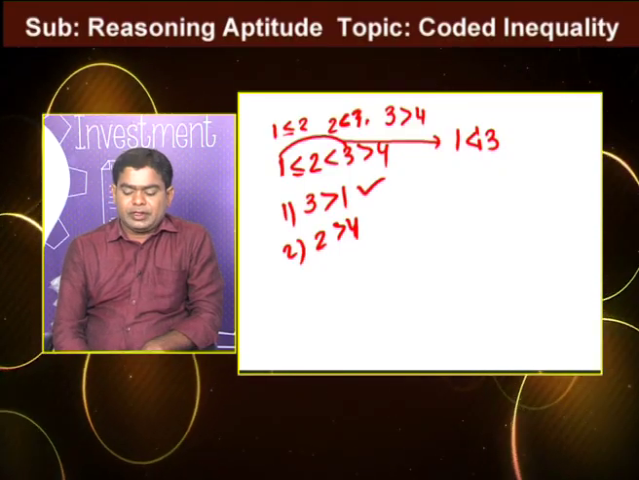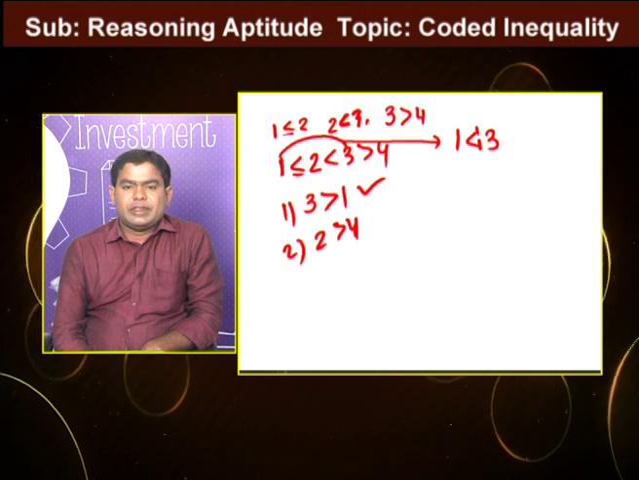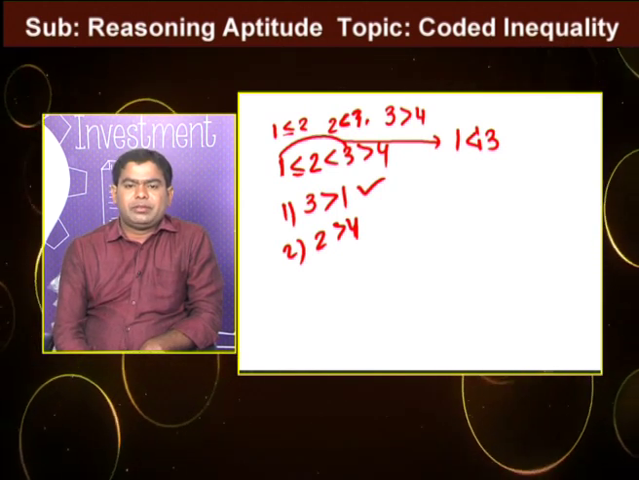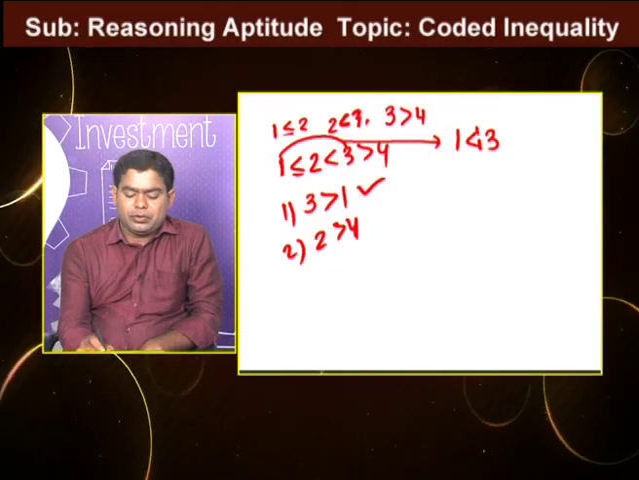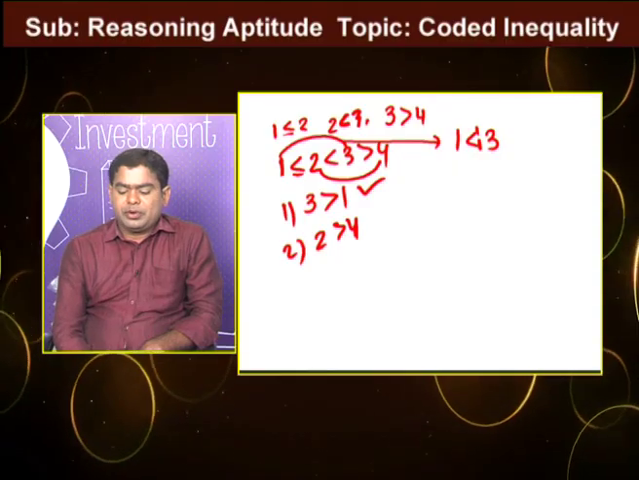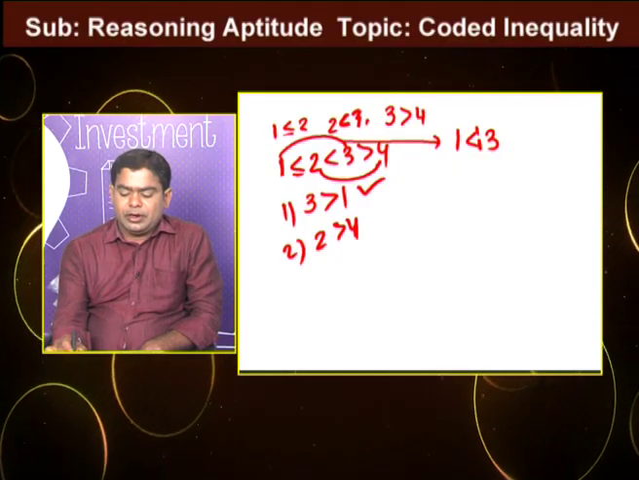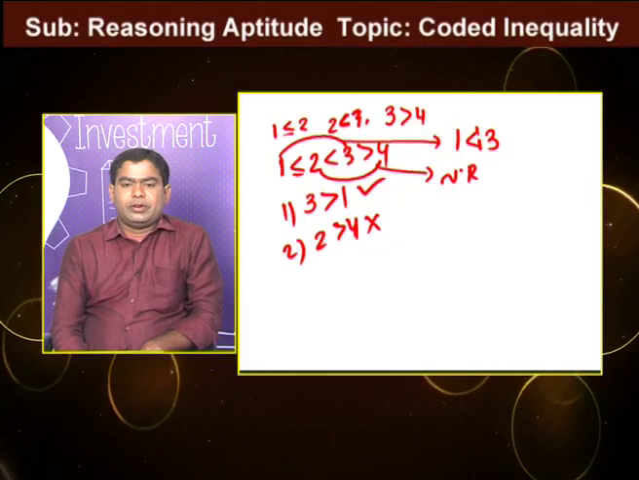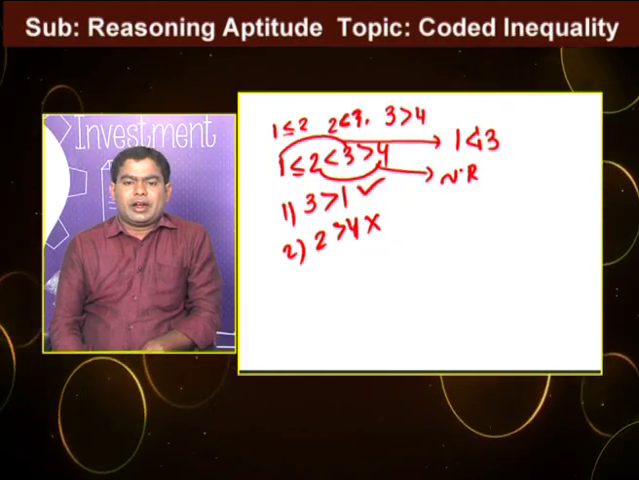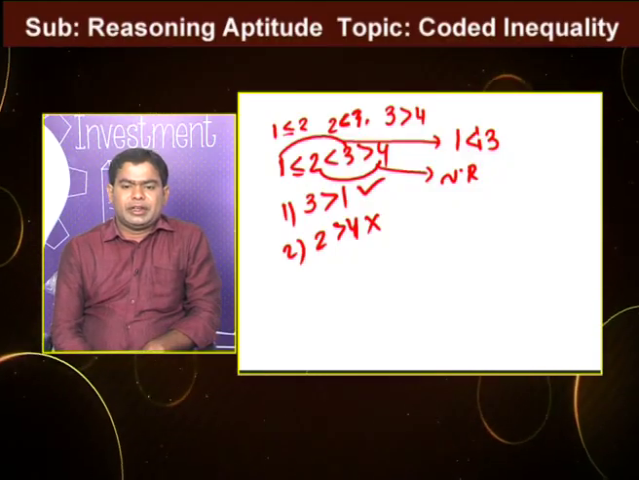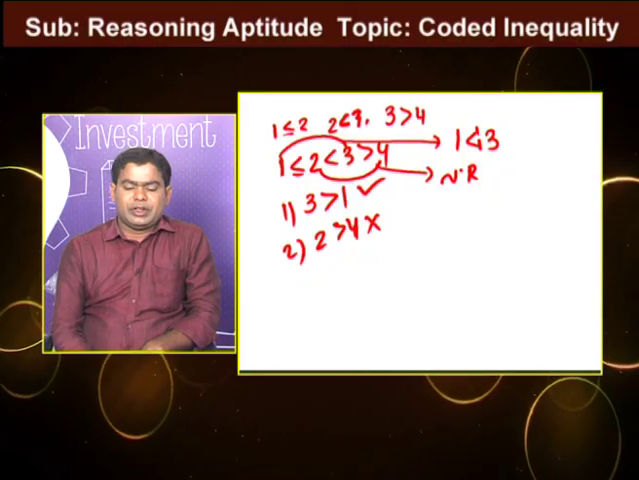Next we go to the second conclusion. The second conclusion is 2 greater than 4. That means in the combined statement we verify the relation 2 to 4. By observation, for 2 to 4 opposite inequalities are there. That means no relation. No relation means the conclusion does not follow. So finally, according to our question, if only conclusion 1 follows, that's why we take the first option. Next we go to the next question.